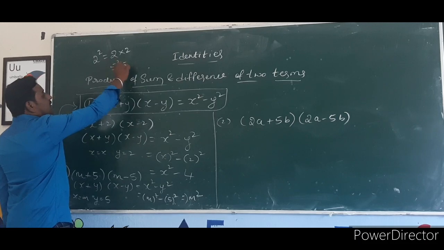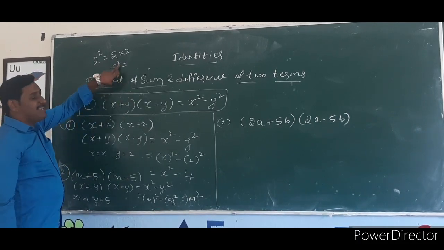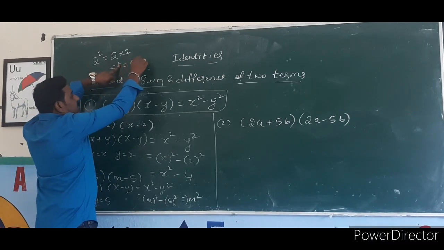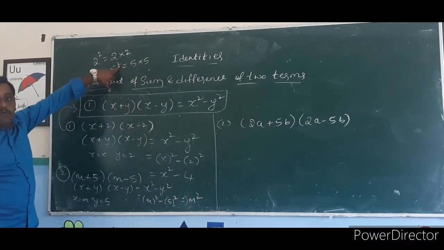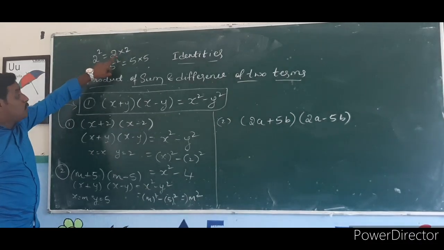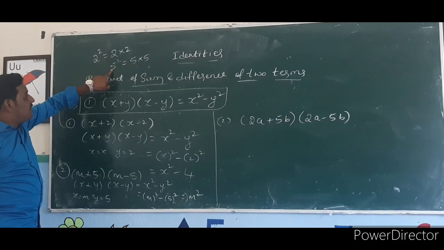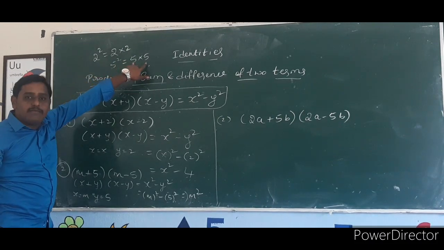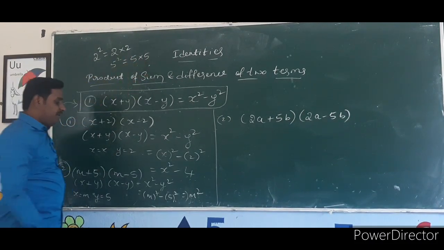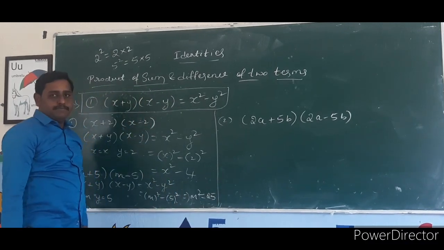5 square means what? You have to multiply 5 2 times because power is 2. So that's why you have to multiply 5 2 times. Here the mistake you are making is writing 5 2s are 10. So don't directly multiply 5 2s are 10. This 5 you have to multiply 2 times. 5 5s are what? 25. That is m square minus 25.